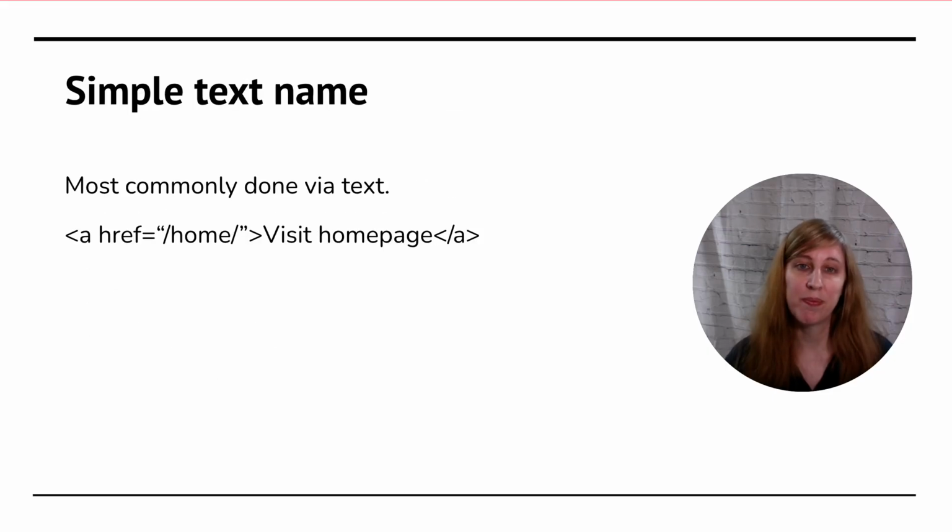Here are some examples. The most common example is a link. We have an anchor link here. It goes to a location. It has the visible text right there, visit homepage. That's it, we're done. No ARIA needed.